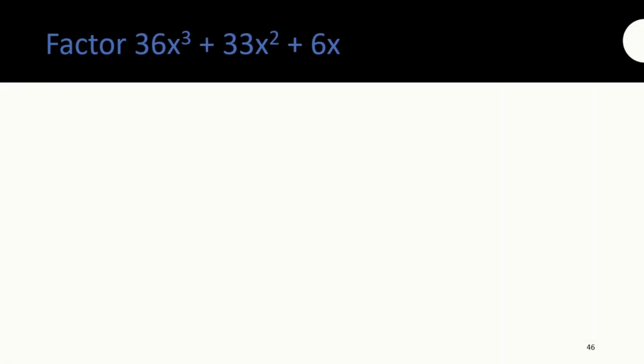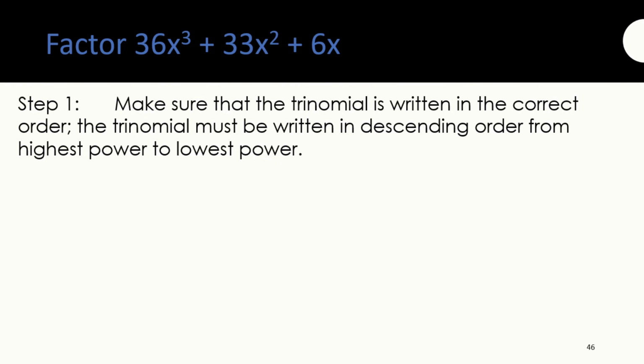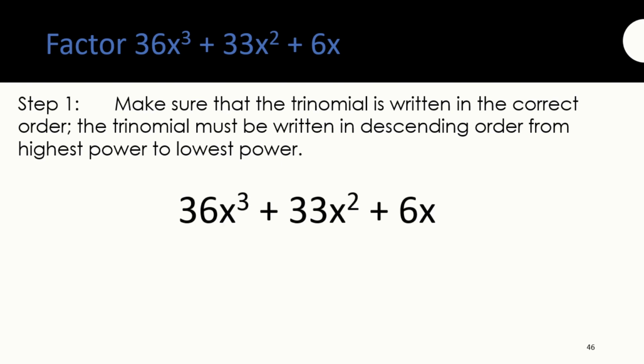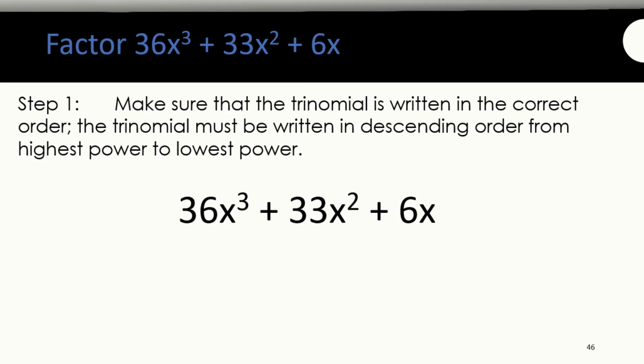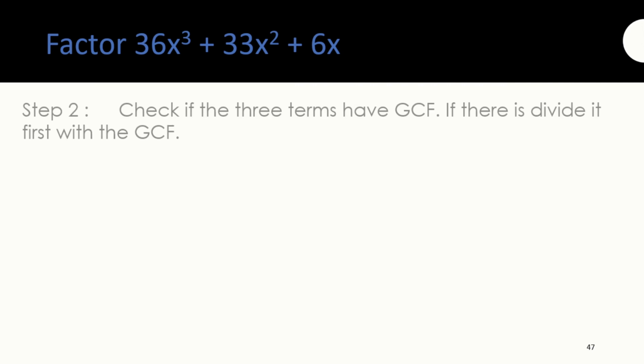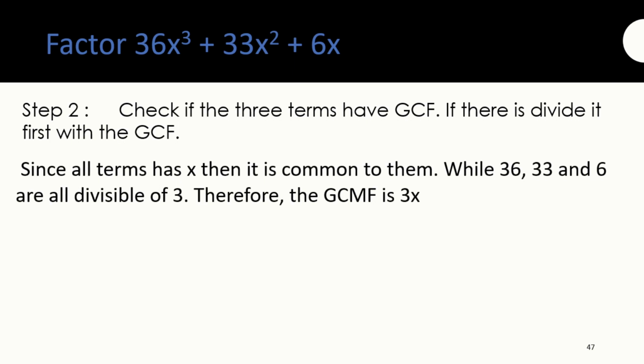Okay, next. Factor 36x cubed plus 33x squared plus 6x. Okay, so step 1 natin, gawin natin siya in descending order. Depende sa exponent. Next natin, step 2, let's check if the three terms have GCF. So, since all terms has x, then it is common to them. So, lahat naman sila is merong x. So, x is common. Then, 36, 33, and 6. So, lahat sila is divisible by 3. Therefore, ang GCF natin is 3x.